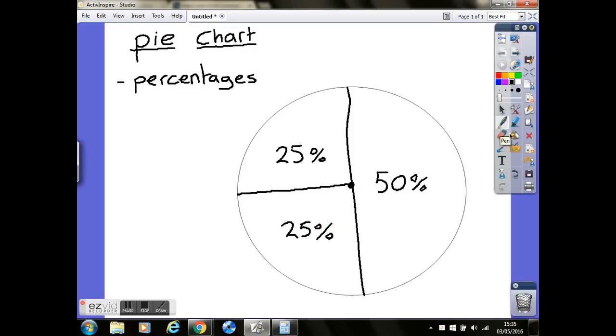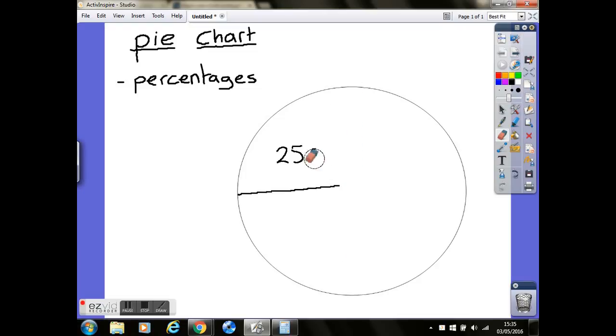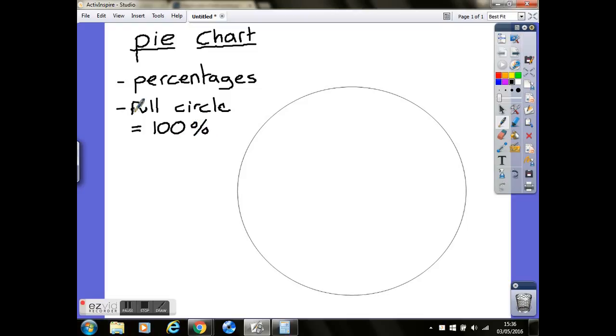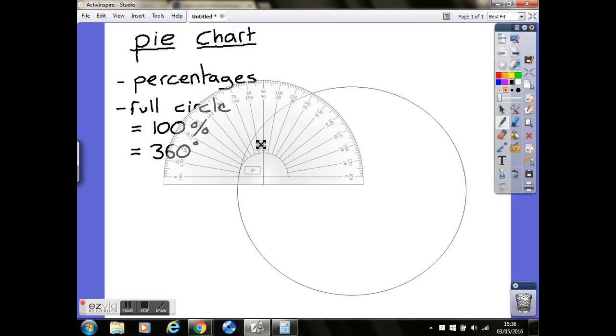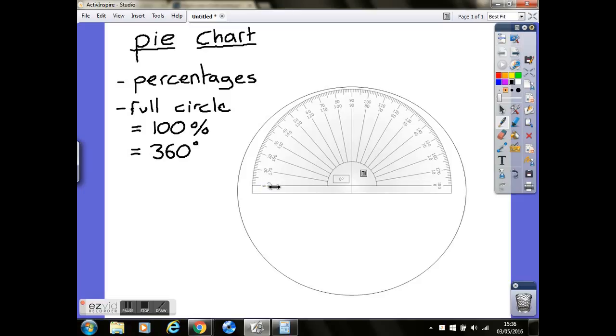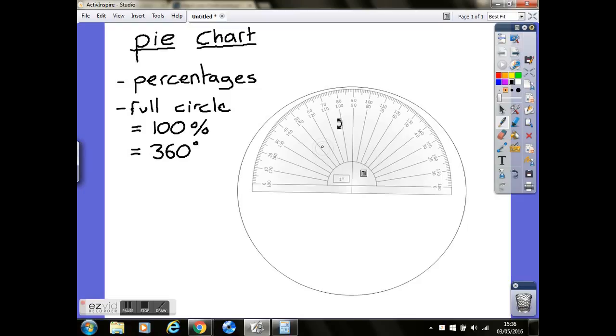So what I'm going to do is scrub my scrappy drawings out here, and we're going to look at how we can very accurately make a pie chart. So, like we've said, the full circle is equal to 100%. And we know that a full circle also has 360 degrees. If we pull up my protractor here, we can see for half the circle, that's 180 degrees. So for the full circle, that's 360 degrees.